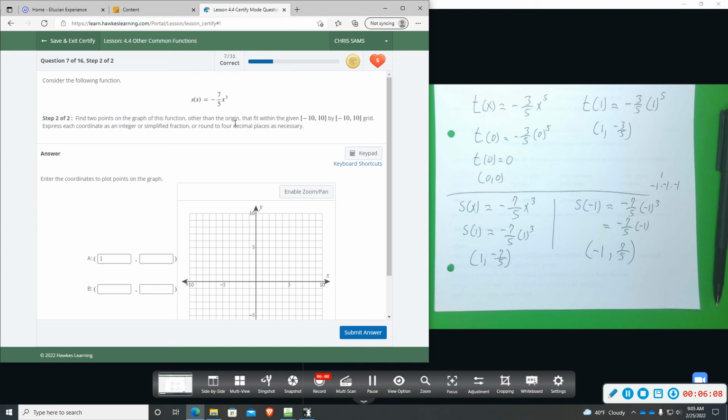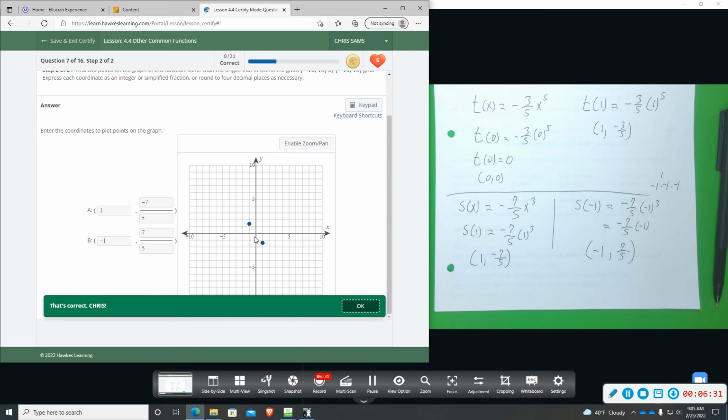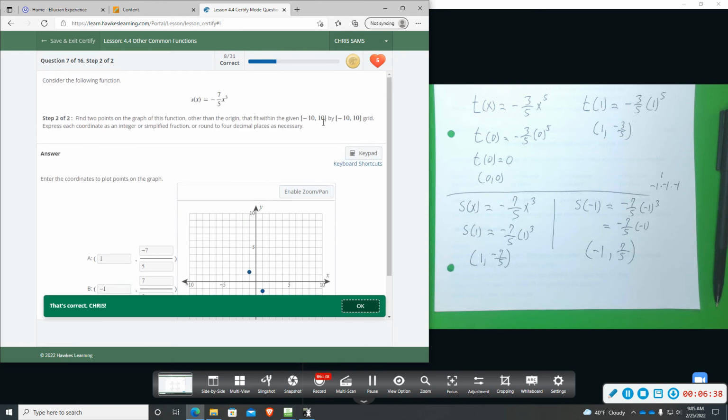So 1, and then we're going to do negative 7 over 5, and then we're going to do a negative 1, and then positive 7 over 5. Okay, and now it accepts. Again, I'm not sure why it doesn't take 0, 0. It is definitely on the graph, but for some reason, I guess they want different points other than 0, 0. I don't think it says that. It just says within the 10 by 10 grid. Okay, so no indication why that doesn't work.